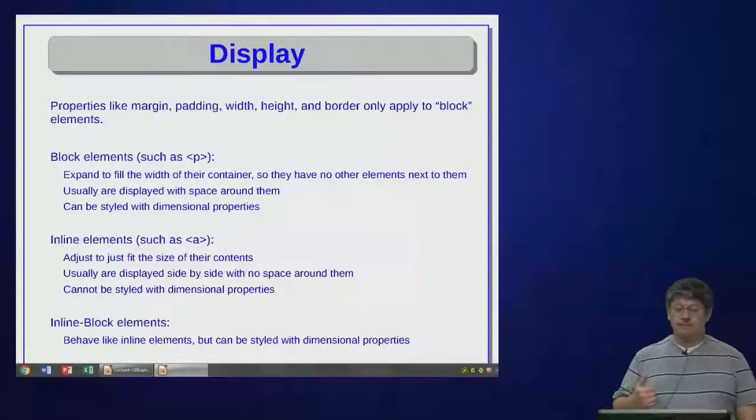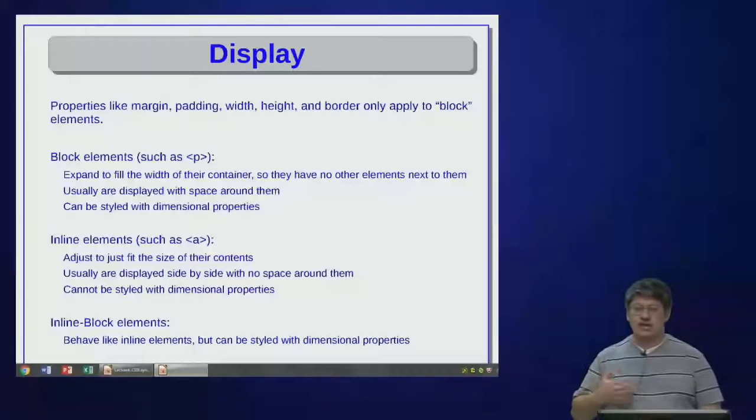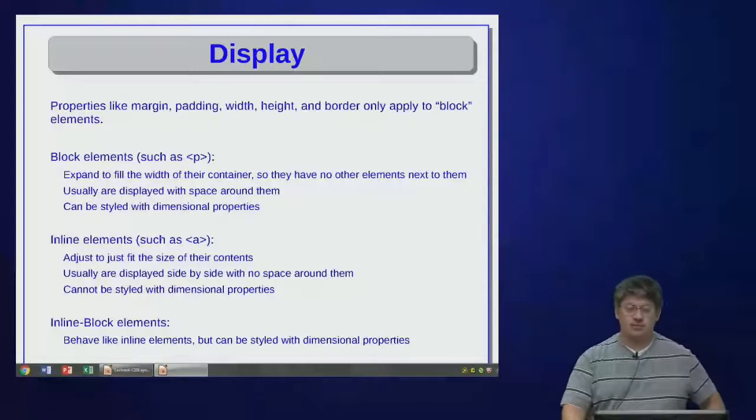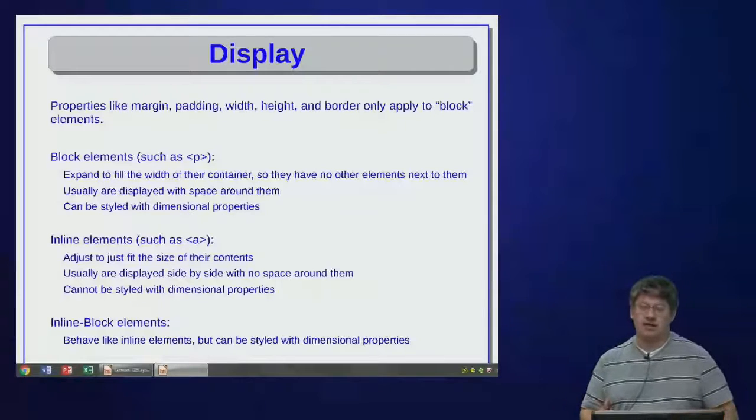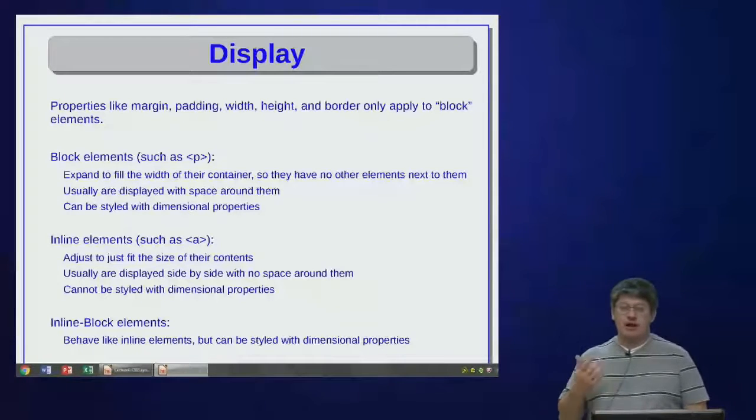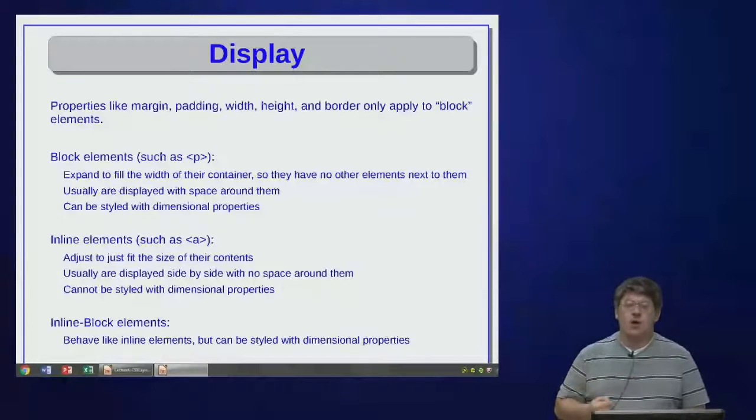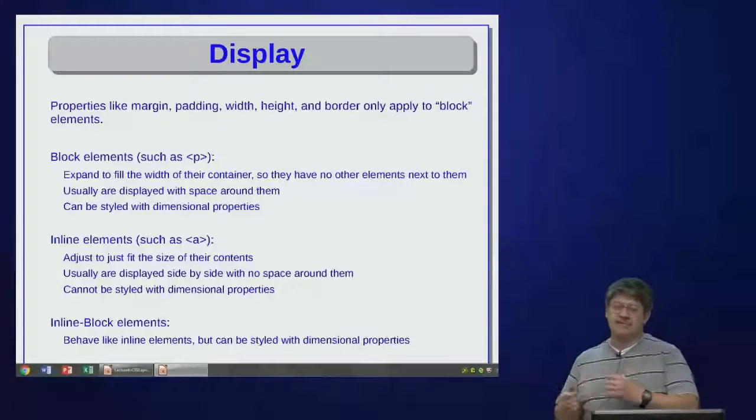So it's important to understand which elements these rules apply to. So properties like the margin and the padding only apply to block elements. Now by default, paragraph tags and div tags are block elements. But tags like the A tag, the link tag, or the B tag, the bold tag, those do not create block level elements. They create what are called inline elements. And there are a lot of differences between block elements and inline elements.